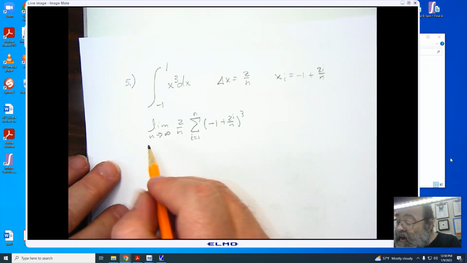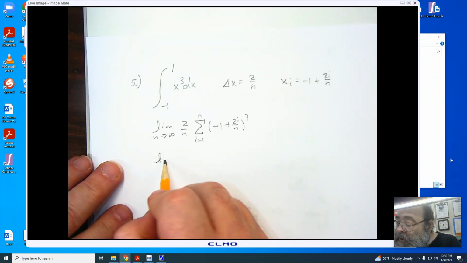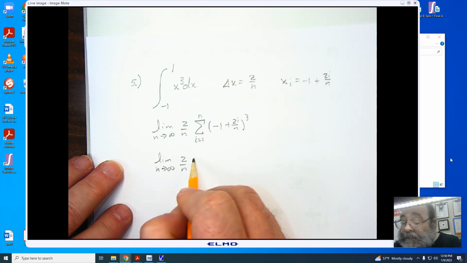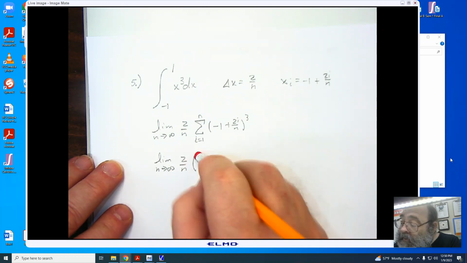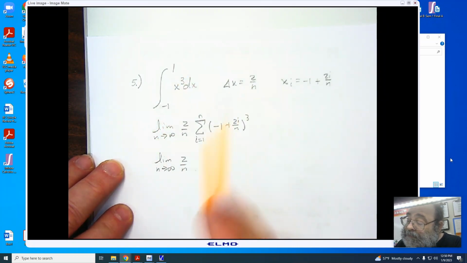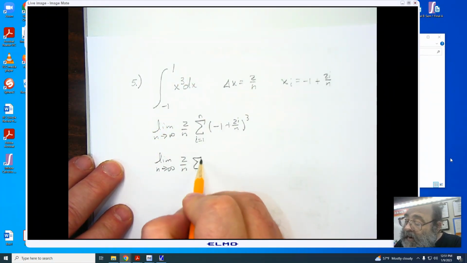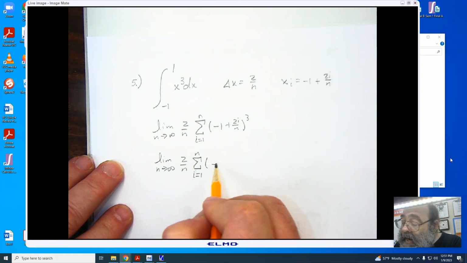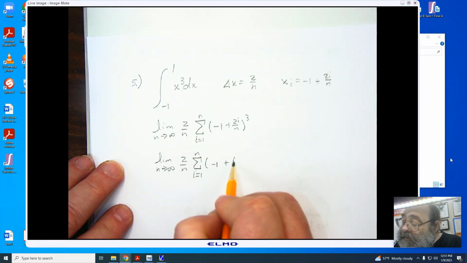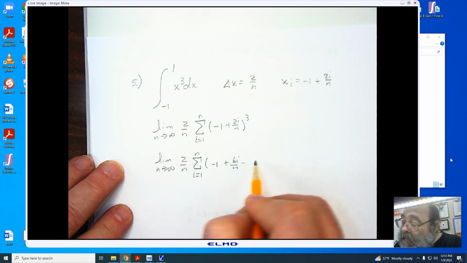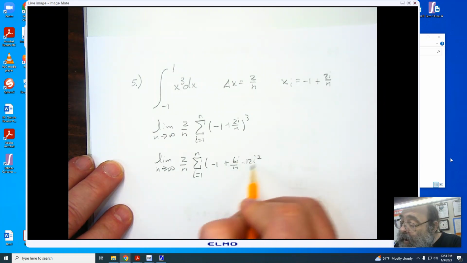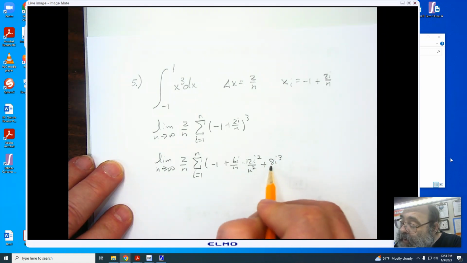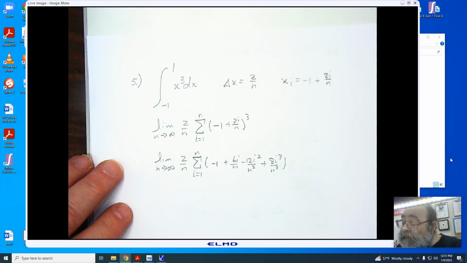I recommend that you take a moment and do that. So put your video on pause and then check to see if you get the same thing. If you don't, you'll want to go back and double check. So I have the summation, i going from 1 to n, and this will turn out to be negative 1 plus 6i over n minus 12i squared over n squared plus 8i cubed over n cubed.